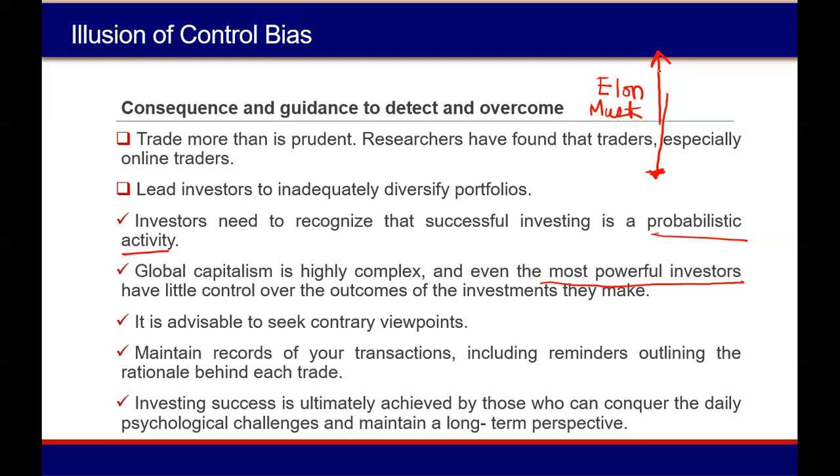So what does it mean? It means that even Jeff Bezos does not have any control in the stock market. If Jeff Bezos feels that he has control in the stock market, it is very unlikely. It is a kind of illusion. So in that case, just think of how marginal investors like us will face the consequences if we have the illusion of control bias.